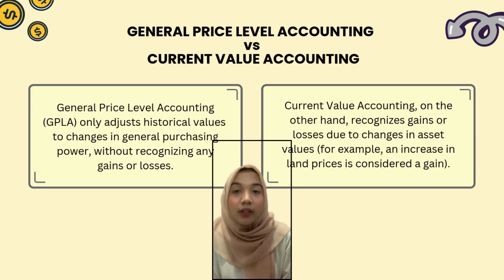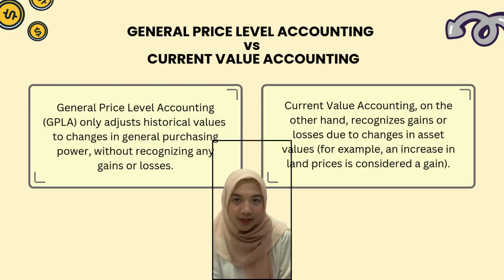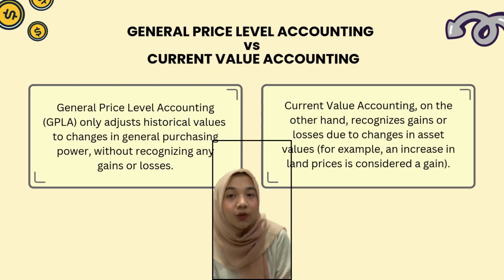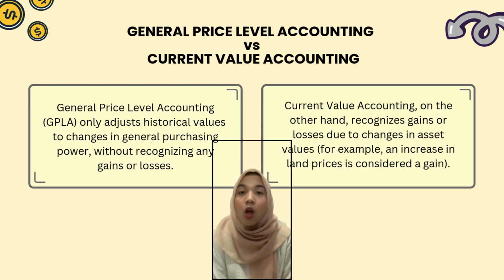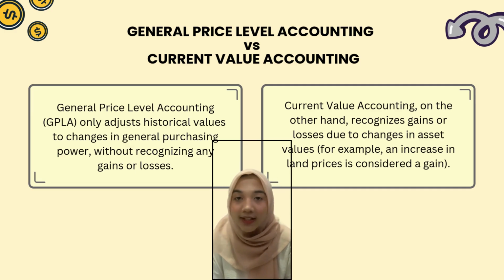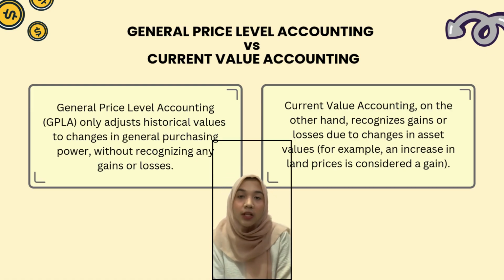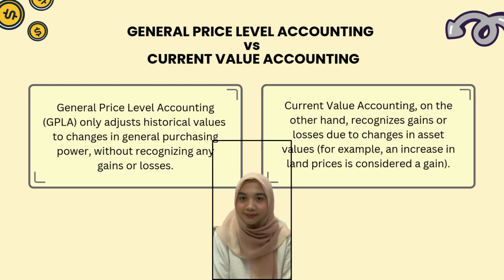General price level accounting only adjusts historical value to change in general purchasing power without recognizing any gains or losses. This is conservative and aims to maintain consistency of financial information. Current value accounting, on the other hand, recognizes gains or losses due to changes in asset values. For example, an increase in land prices is considered a gain. It reflects market value but tends to be more volatile. The distinction reflects two approaches to inflation accounting. GPLA focuses on adjusting historical value, while current value focuses on revaluing based on market value.